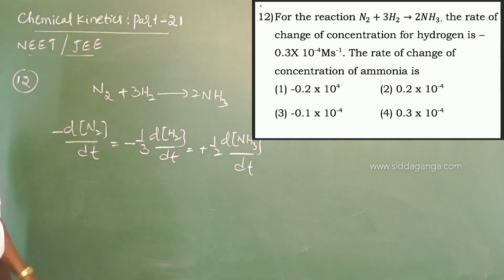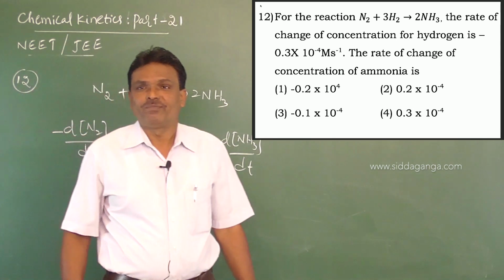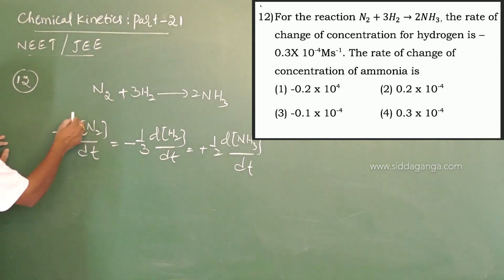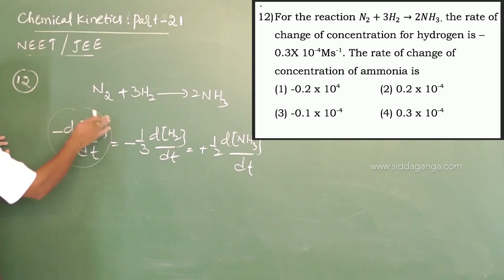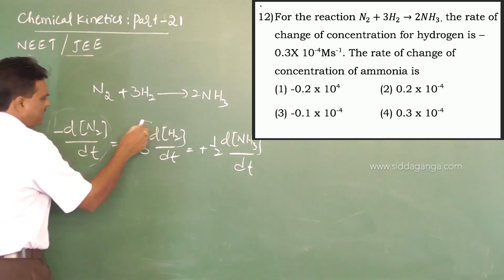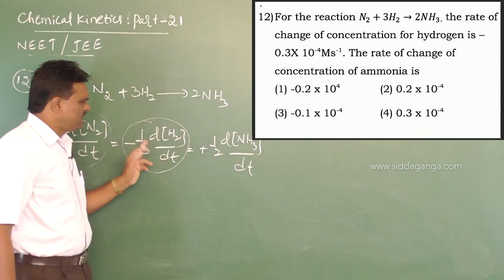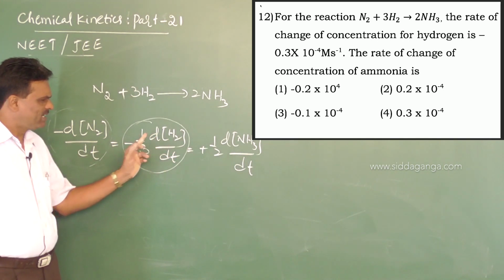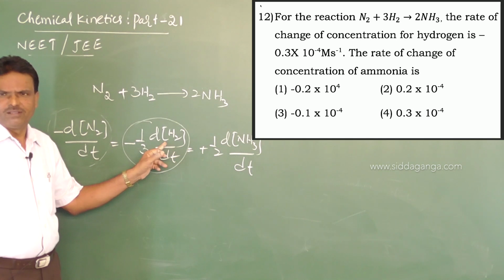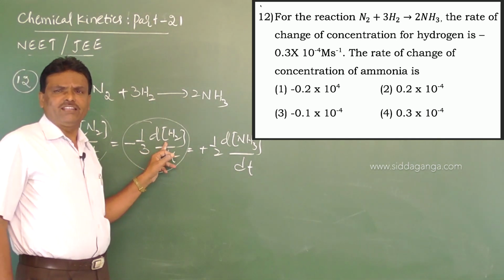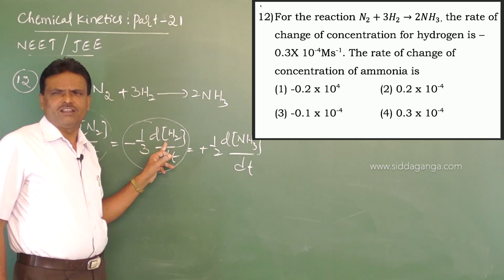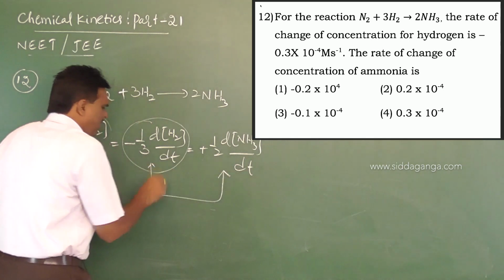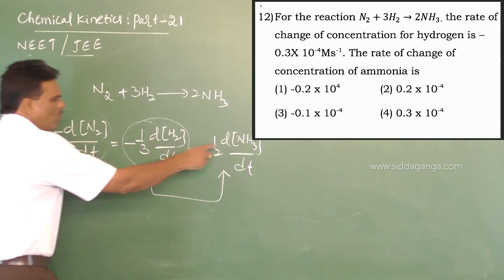Here, the rate of change of concentration of hydrogen is given. This minus dH2 by dt is given. Then the rate of change of concentration of ammonia. So take the relationship between these two: the rate of change of concentration of ammonia.